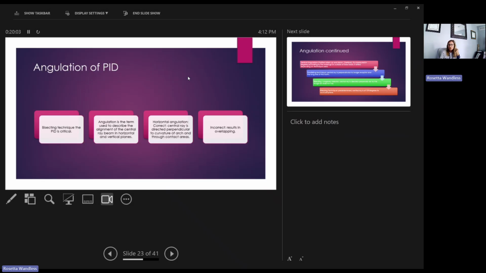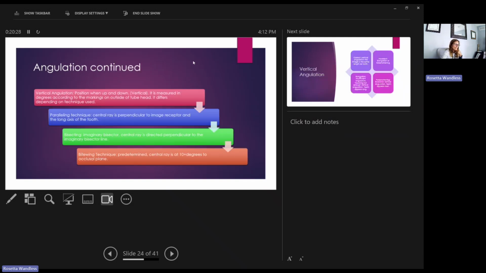For horizontal angulation, if the central ray is to the right or to the left, we're going to have an incorrect result, meaning we're going to get overlap of the contact areas because we did not get that central ray between the contacts. It was to the right or to the left and caused an overlap at some point there. Angulation continued. Vertical angulation is when our central ray or PID is up or down vertically.